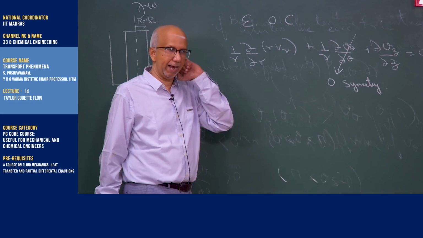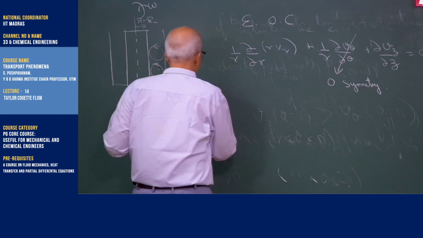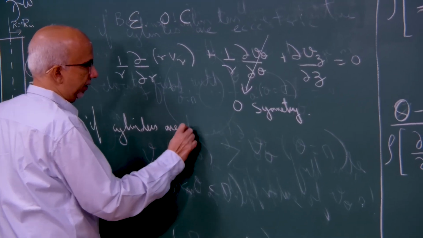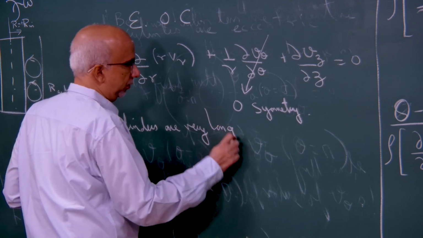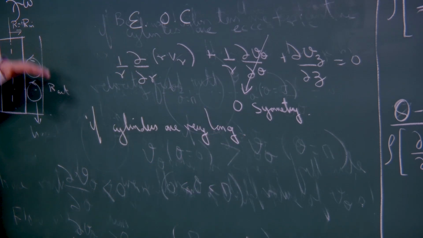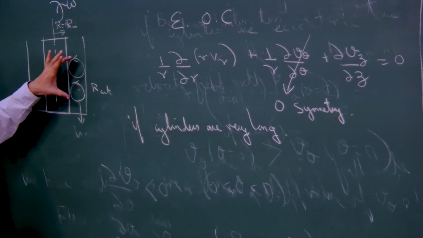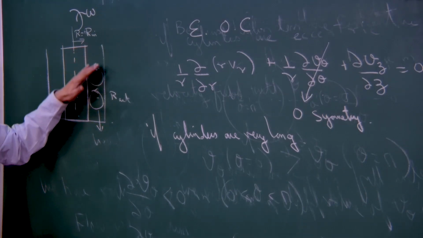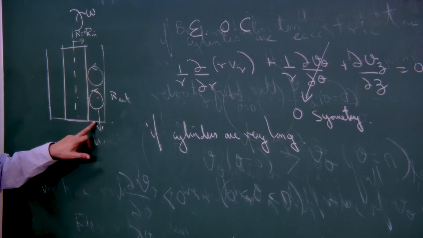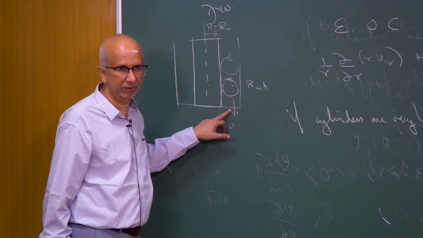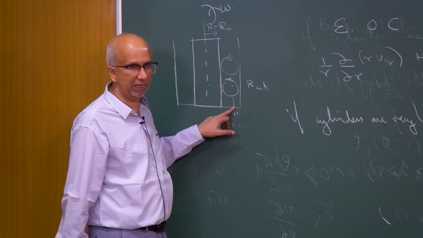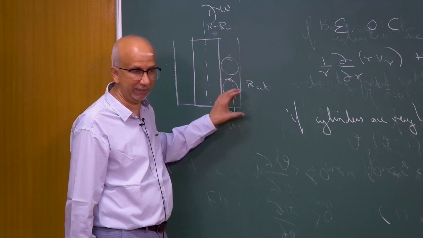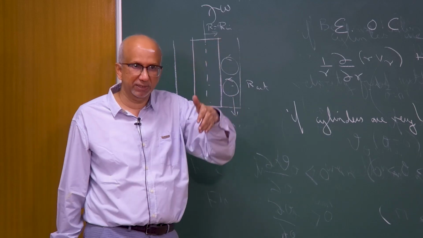And if the cylinders are very long, if you focus your attention somewhere in the middle, you can say that things are not going to change with respect to z. Why am I focusing in the middle? Because closer to this wall will have some effect. There may be a wall here which may have an effect. I don't want to consider the effects of the wall, because in this portion and in this portion there will be a z dependency.